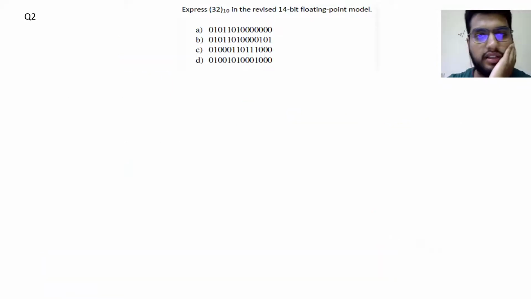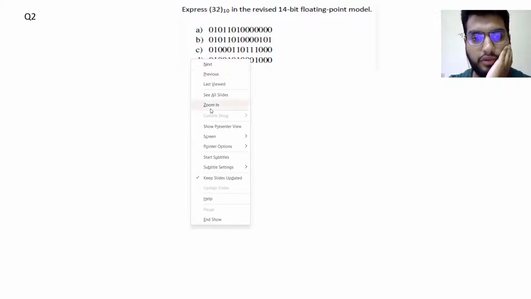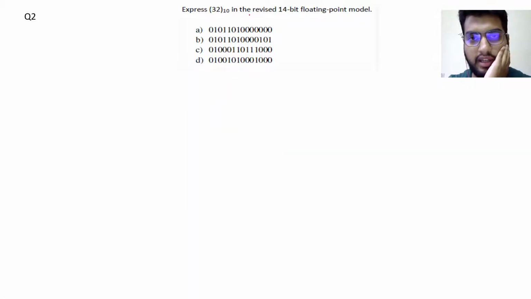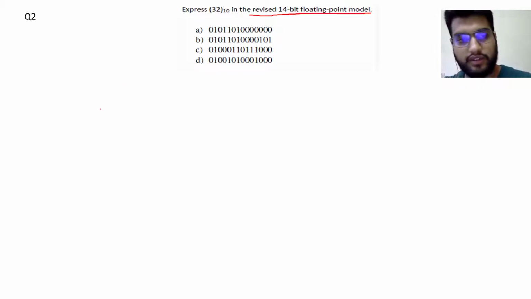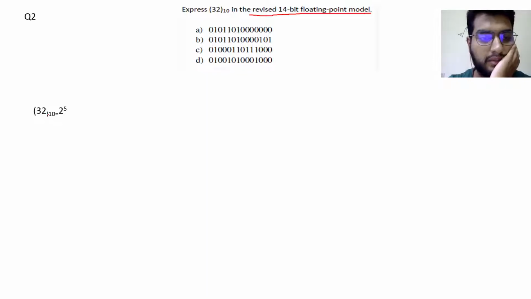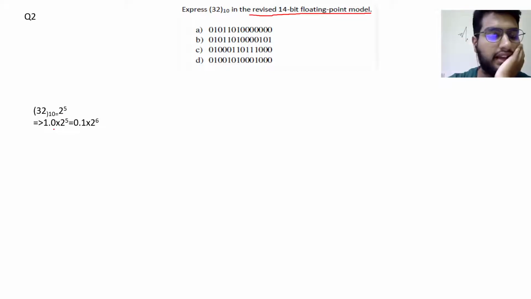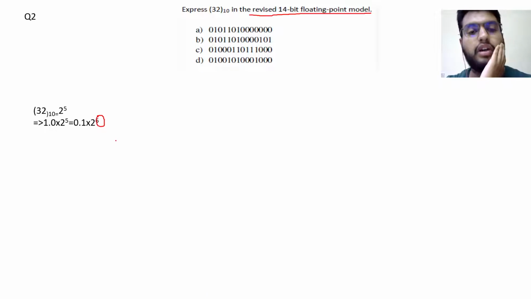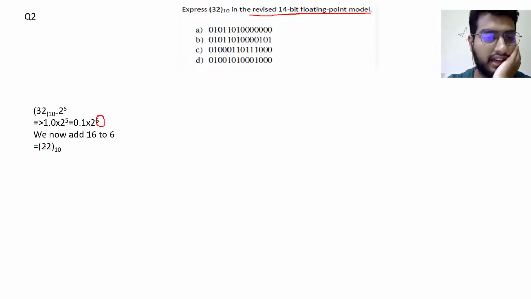Problem 2 asks us to express the number 32, which is given in decimal, in the revised 14-bit floating point model. We have 32 in decimal, which can be written as 2 to the power 5, and when we normalize it, we can write it as 0.1 times 2 to the power 6. This 6 is our exponent. In the revised floating point number, we have to add 16 to this 6, and we get 22. This 22 is in decimal.